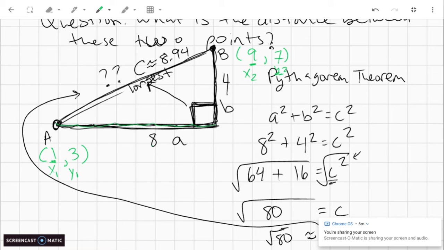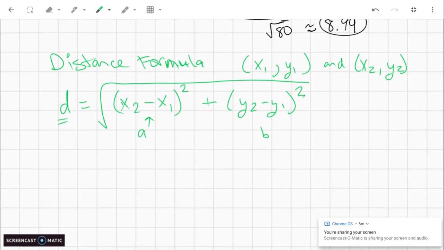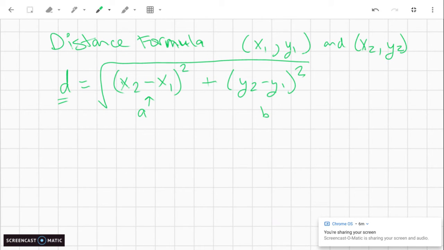And y2 minus y1, 7 minus 3, gives me 4. And so if I were to do this with a distance formula, without having to draw it and count it, then I can say A, we said, was (1, 3), and B was (9, 7). Then this is x1, y1. Always, always label. I've been doing this for years, and I still label until you don't make mistakes.